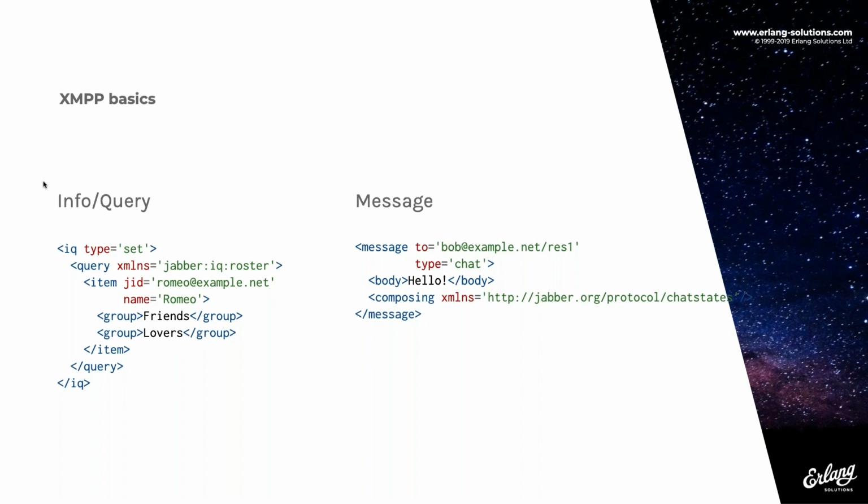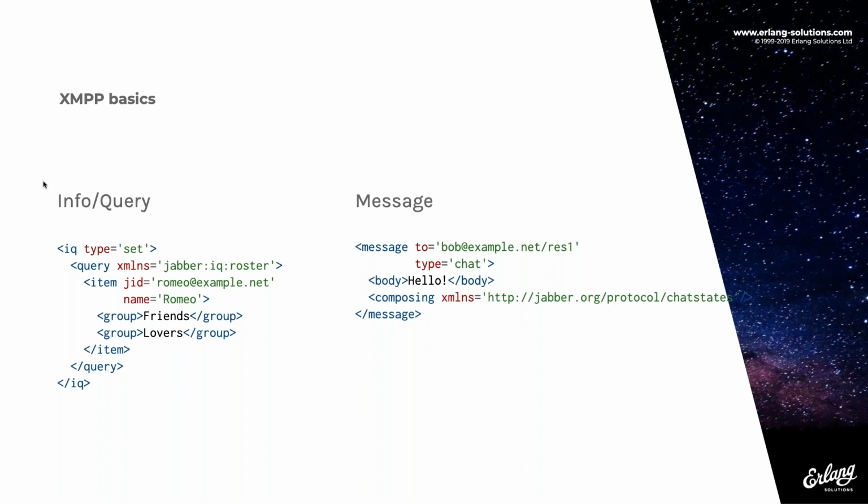We have an IQ query. In this case, it is set, which means we are trying to write something onto the server, because it's like bidirectional communication. And it shows that we have a query which is qualified by the Jabber IQ roster namespace, which means we are trying to set a roster. And the Jabber IQ roster namespace defines stuff like query, which can have many meanings, and this is the query defined by the roster namespace, item, and group. So that's the definition. That's what namespace is for.